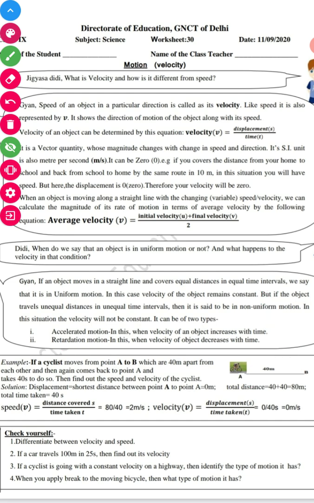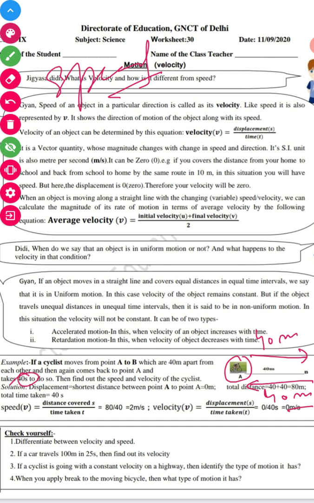So let's take an example. A cyclist moves from point A to B and covers 40 meter, and then again comes back to point A, 40 meter. Then find the speed and the velocity. Okay, fine. First of all, we will find out speed. What is the time taken? It is 40 seconds, right?